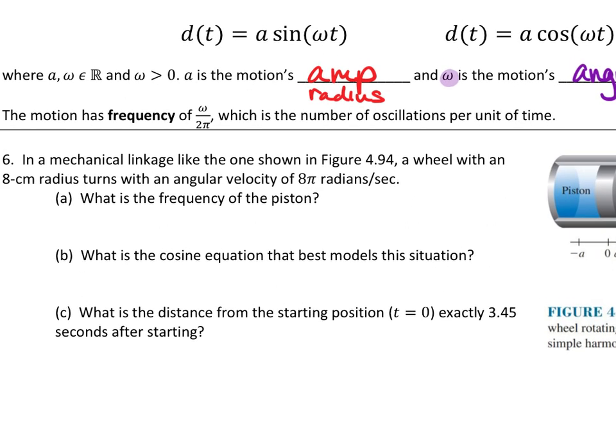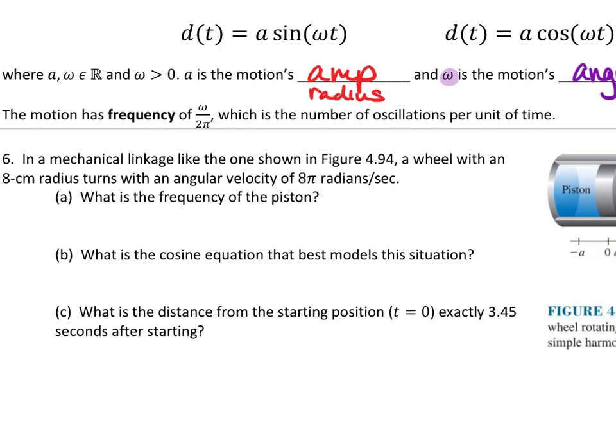If we want to find the frequency of this piston, we have a formula for frequency. The formula is right above this. It is omega over 2 pi. Omega is an angular velocity. If it's a velocity, you have something per second. In the little blurb of the problem, do you see them give us something per second? 8 pi radians per second is omega, which means we're plugging 8 pi in for omega, so we have 8 pi over 2 pi.